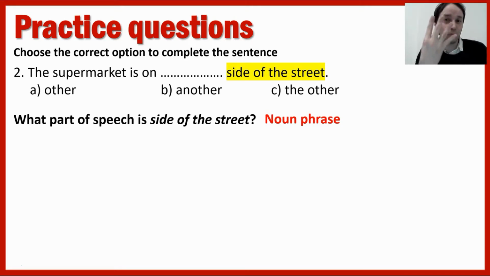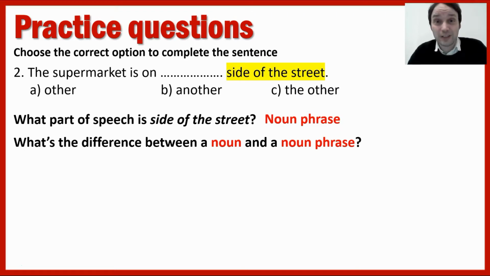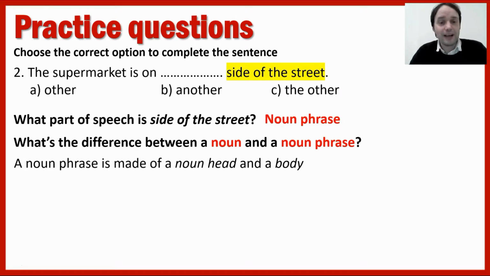But it's 4 words working together to do one job, the job of a noun, okay? So it has the function of a noun, but because it's 4 words, we call it a noun phrase. Okay, so what's the difference between a noun and a noun phrase? Well, a noun phrase, so this is a little bit teacher grammar here. So a noun phrase has a noun head and a body.